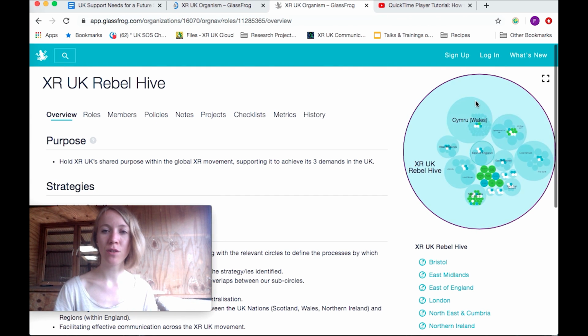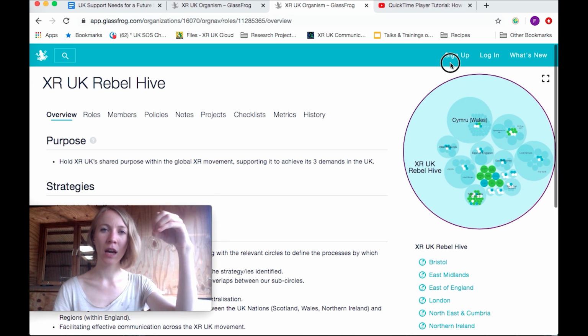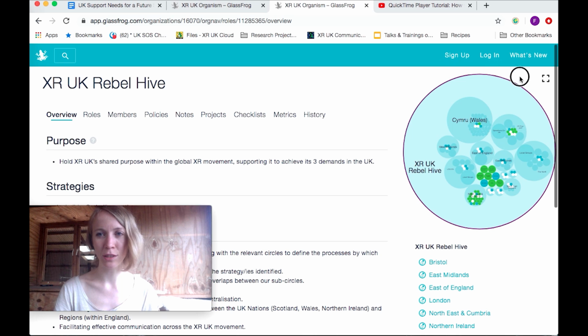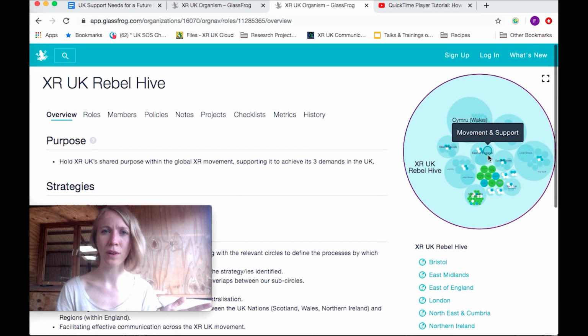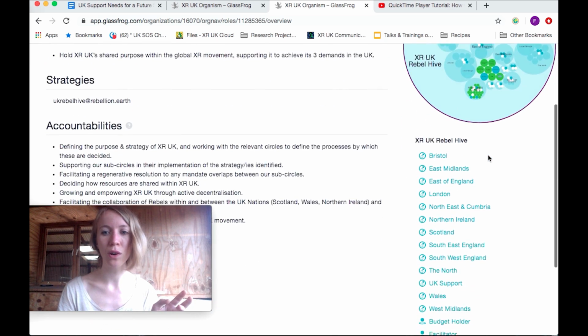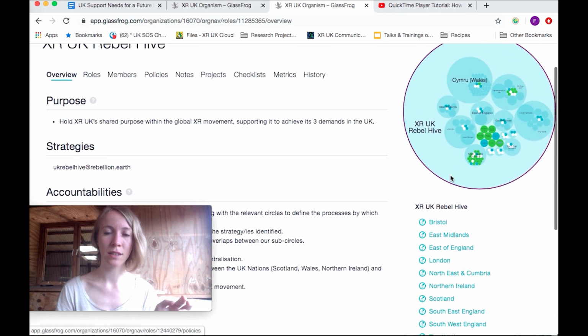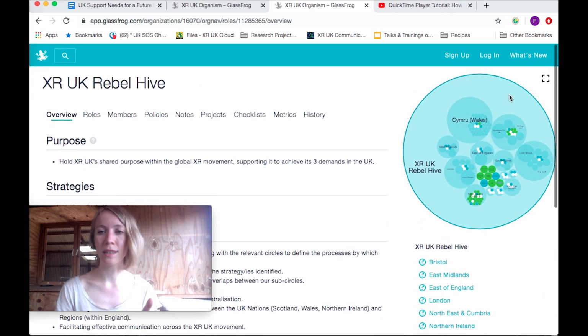So here on the right, you have the circle diagram that basically shows how our circles are structured and relate to each other. If you're struggling to get your head around the circle diagram, you might find it easier to find the circle that you're looking for here in this list. So let's look first at the circle diagram.